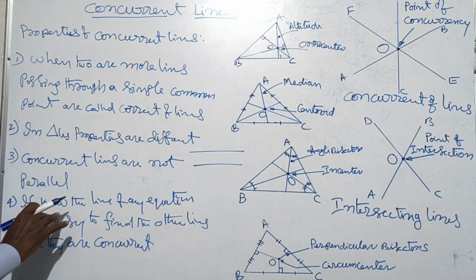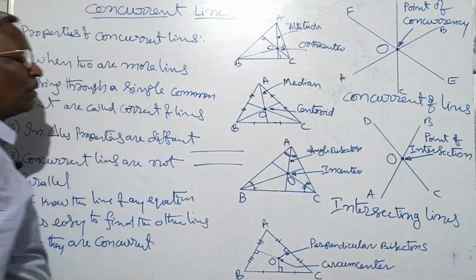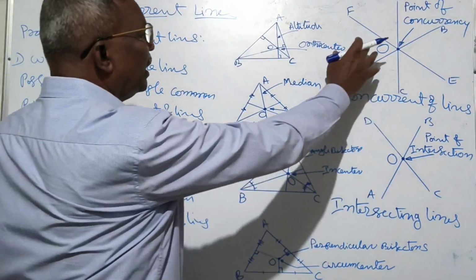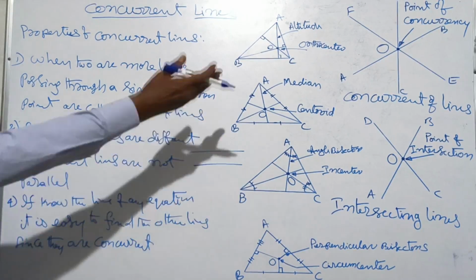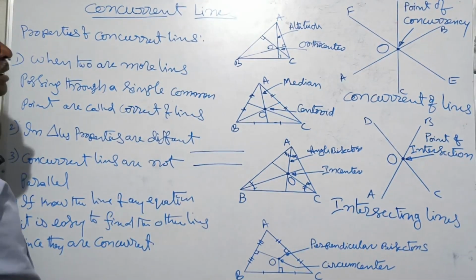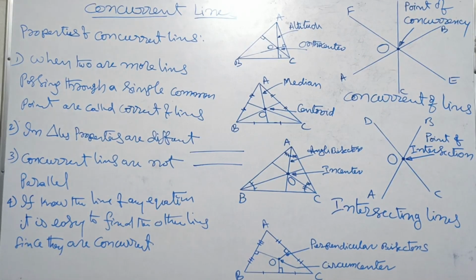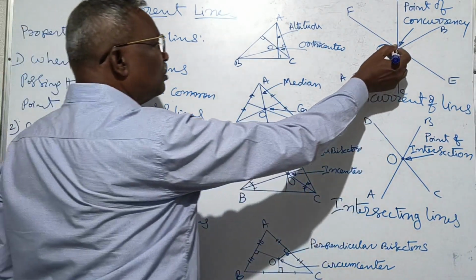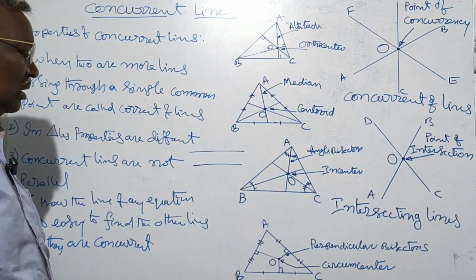If you know the equation of any one line of the concurrent lines, it is easy to find the equation of the other line, since it is concurrent, it is passing through the same point.